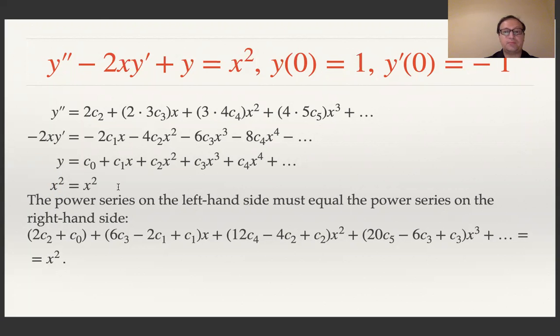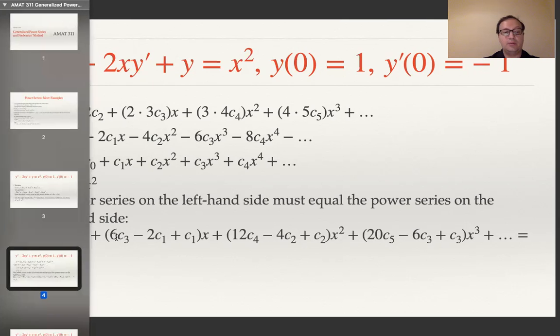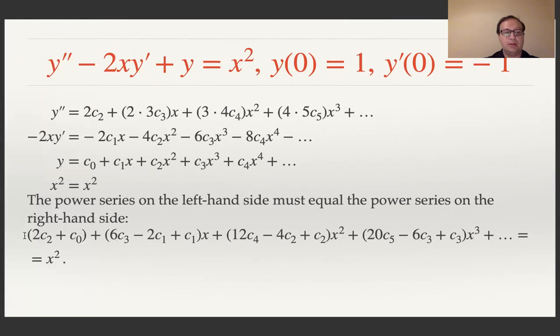So let's compute the power series of the left-hand side of the equation. Well, we have to sum the power series of y double prime, minus 2xy prime, and y. So in order to sum these power series, we sum them according to the power of x, so according to the degree of each term. First we sum terms of degree 0, then we sum terms of degree 1, then of degree 2, etc.